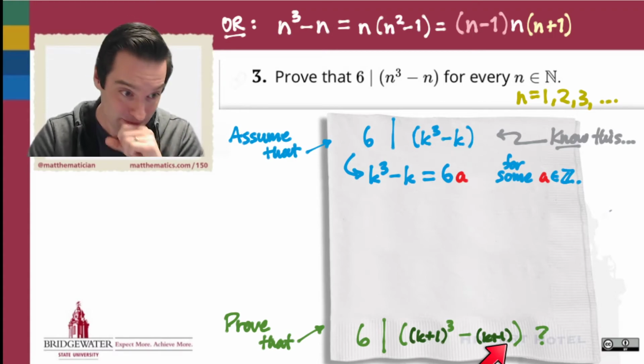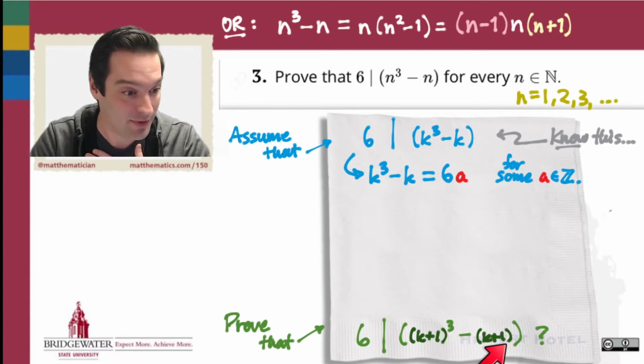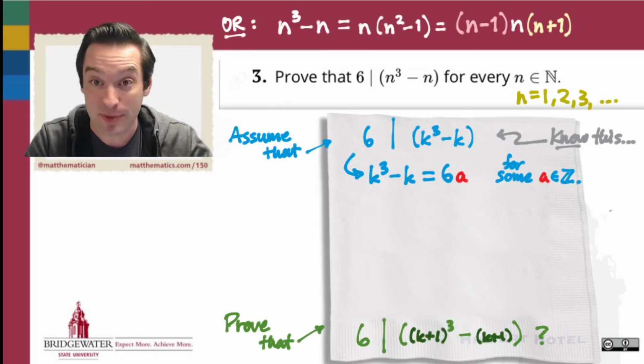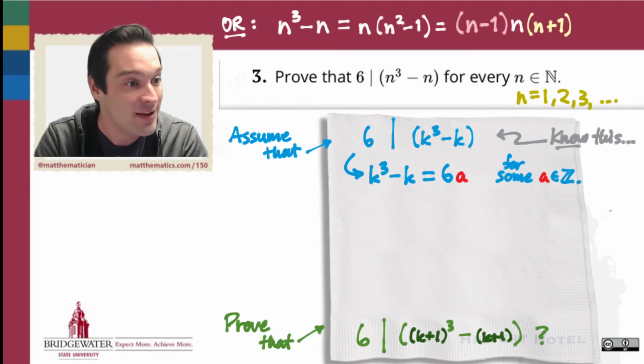Try not to forget that because that's the source of a lot of people's algebraic angst. You're trying to do the work, you can't get the two ends to match up, and it's because you just forgot to put parentheses around your k plus 1s.